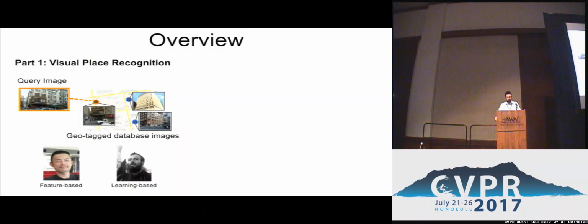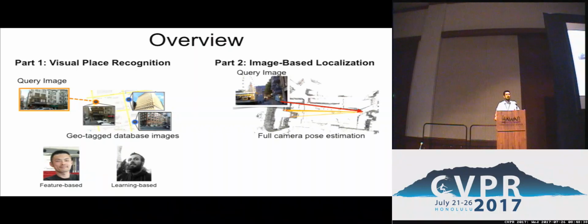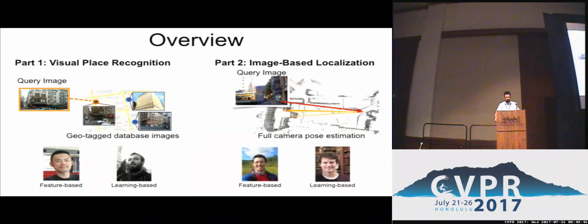And this part will be given by Akihiko and Giorgos, where Aki will cover the classical feature-based methods and Giorgos will cover learning-based methods. And then the second part is about precisely estimating the camera pose given the query image, for example, relative to a 3D point cloud. And this part will be given by me, where I'll cover standard feature-based approaches, and Alex, who will do learning-based methods.